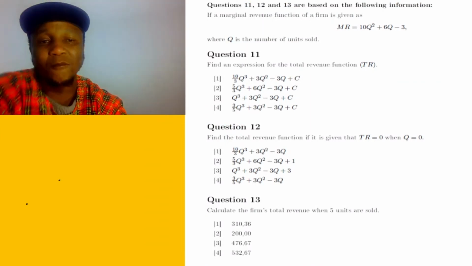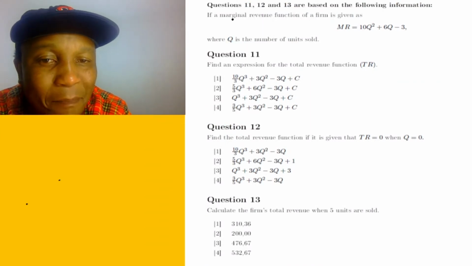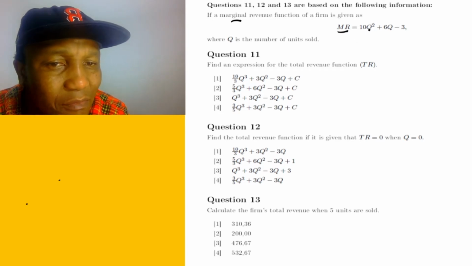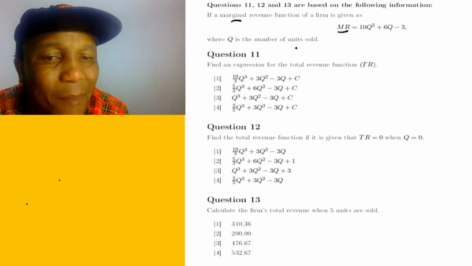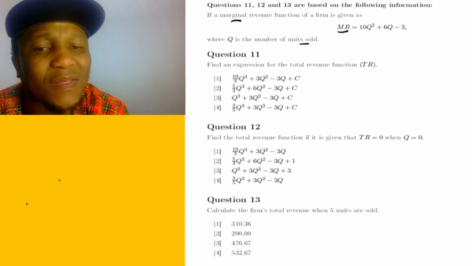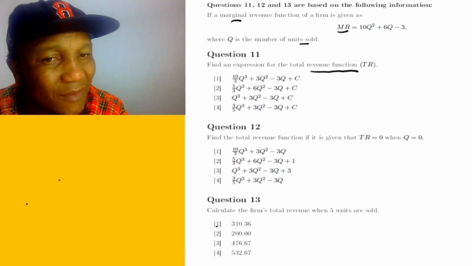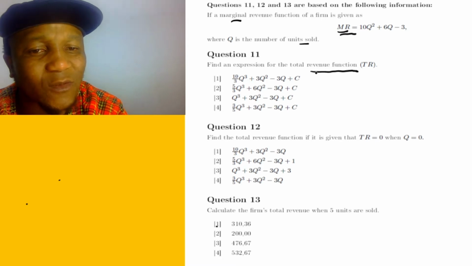Question number 2, they say the marginal revenue. They give us marginal revenue, where Q represents quantity, the number of units sold. What do they want? They say find the total revenue. So they give us marginal revenue and ask us to find the total revenue function.